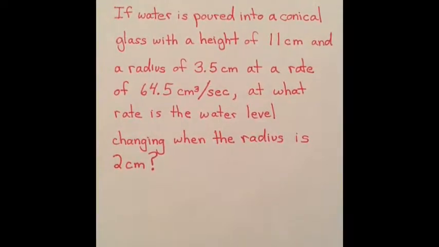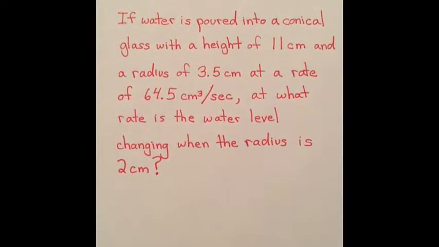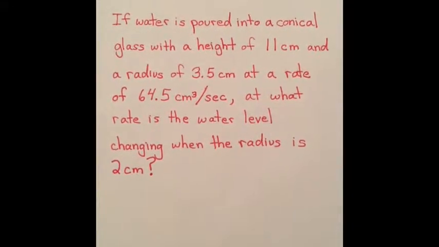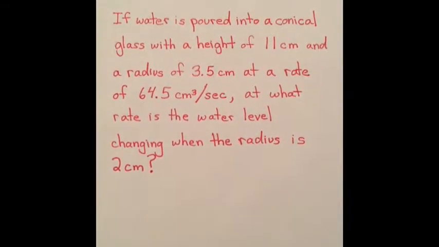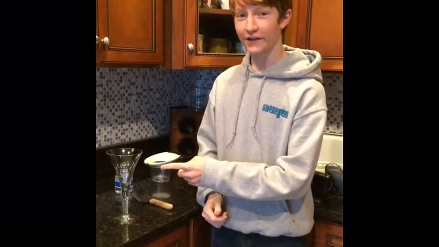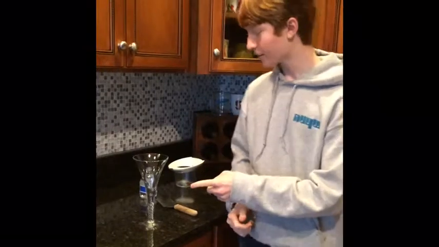If water is poured into a conical glass with a height of 11 centimeters and a radius of 3.5 centimeters at a rate of 64.5 cubic centimeters per second, at what rate is the water level changing when the radius is 2 centimeters? Here I have the conical glass with the exact dimensions in the problem.